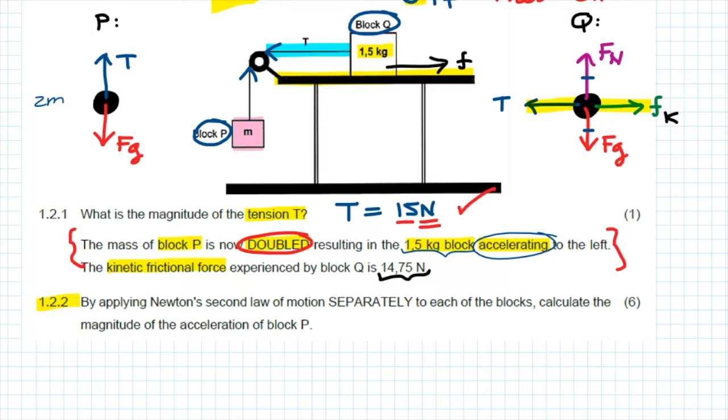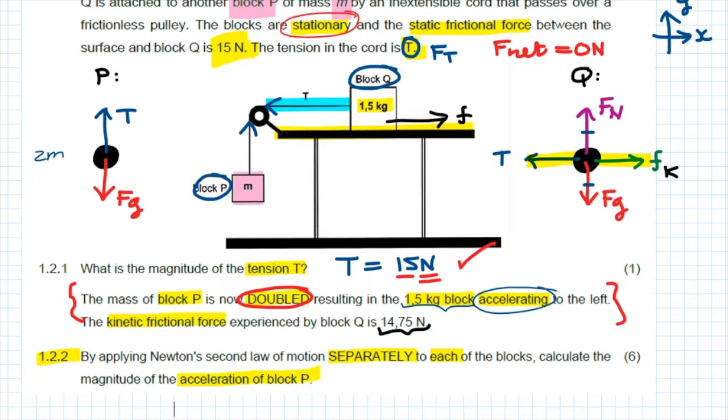It says, by applying Newton's second law of motion separately to each of the blocks, calculate the magnitude of the acceleration of block P. So we now need to choose one direction as positive, and of course the opposite direction will be negative. When you have a system like the one we're currently dealing with, then we draw a line like this, so to the left and down. I'm going to choose to the left and down. You can see it's a continuous line, if we can call it that. That is going to be my positive direction. And of course, the opposite direction, up and to the right, is going to be my negative direction.